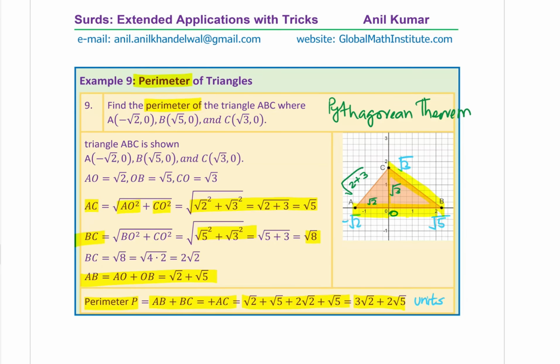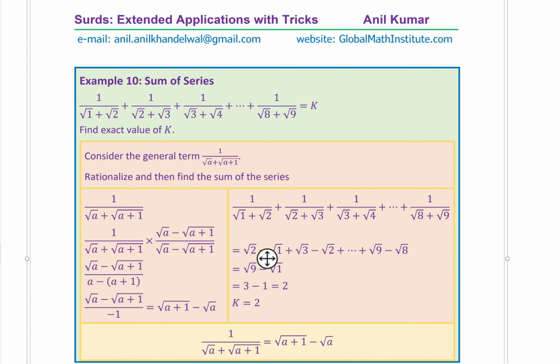Now here is the last question, which is again a very interesting series, which is higher level algebra. We have 1 over (square root 1 plus square root 2) plus 1 over (square root 2 plus square root 3), and that kind of series. Actually, in general, we could extend this series to 1 over (square root of n plus square root of n plus 1), correct? Now, to solve this series, let's try to understand a general term, and then we'll easily do it.